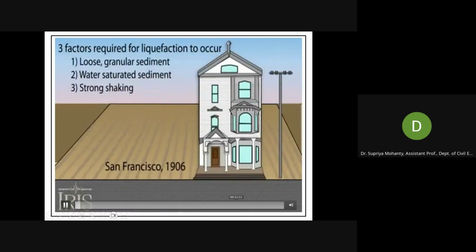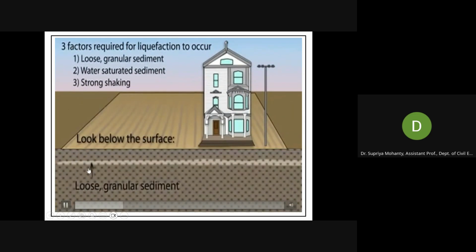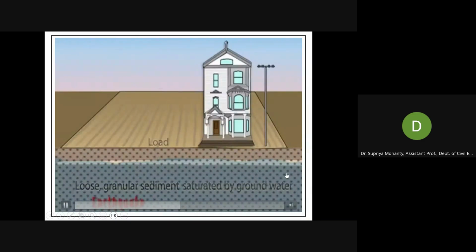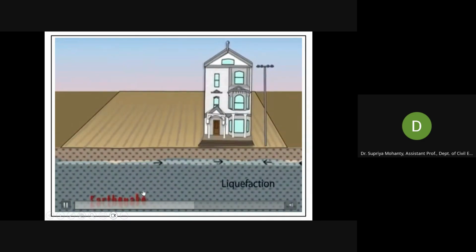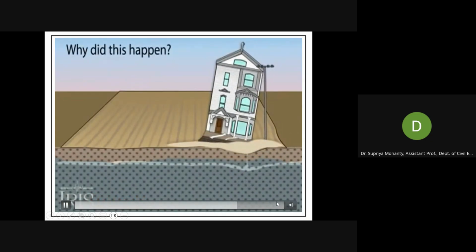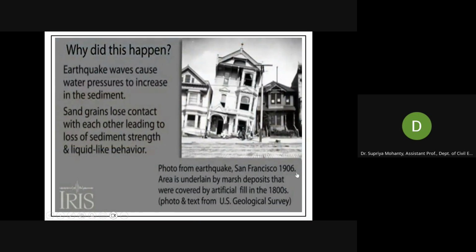Here I will show you one image. In this video you can see even a tall building is there, and here if you see the soil deposit at shallow depth, there is a loose granular sediment, and under loading and earthquake shaking, actually, this is a real image of a structure which fell during the San Francisco earthquake.